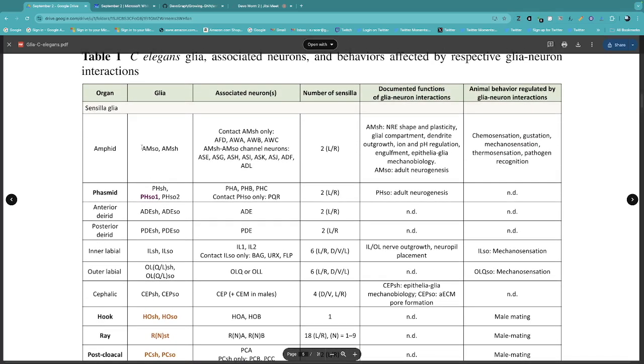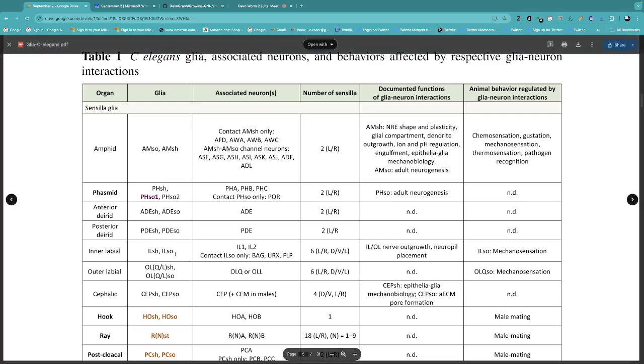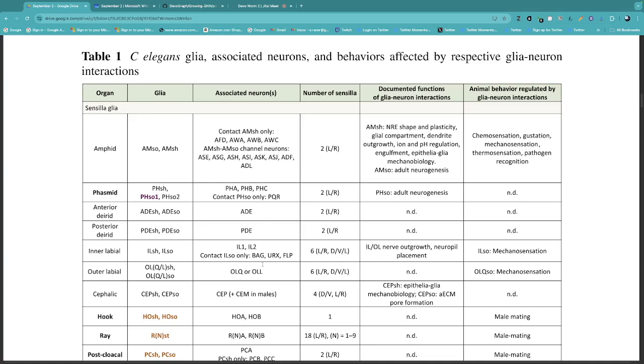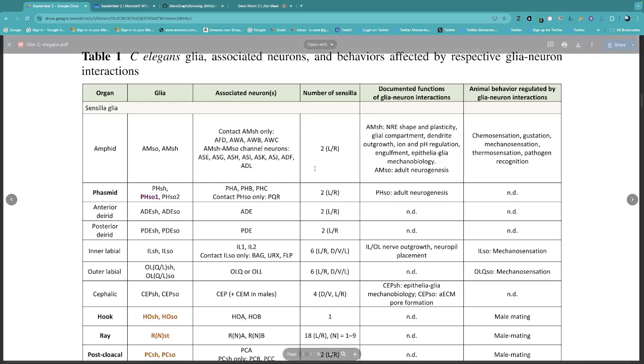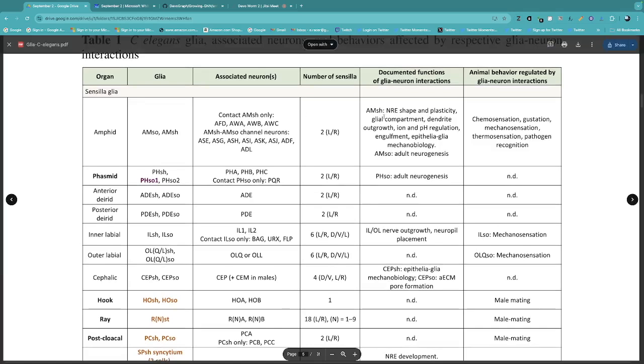So some of the cells in our cell lineage tree, some of the terminally differentiated cells in these different organs, are actually glia. So AMSO and AMSH are both glia. ILSH and ILSO and interlabial organ are glia, and so forth. We have, of course, those glial cells, and we have associated neurons. So those glia are associated with these other neurons here. And this is true for all these different organs. Number of sensilla. So usually it's 2, sometimes it's as high as 18. There's heterogeneity there.